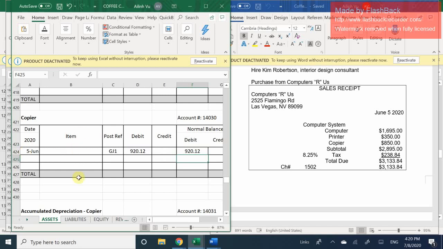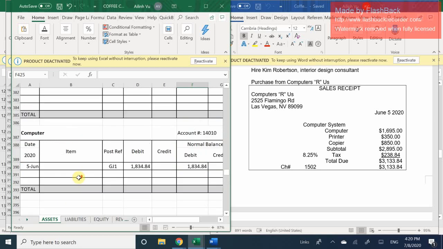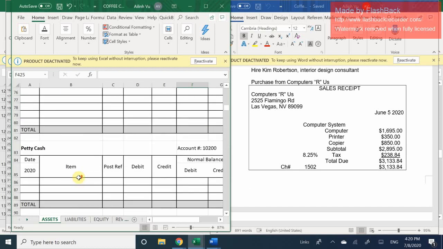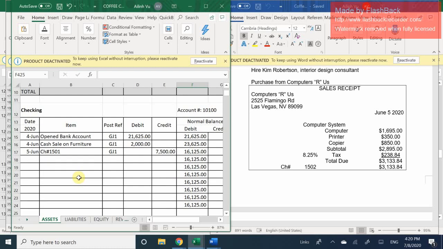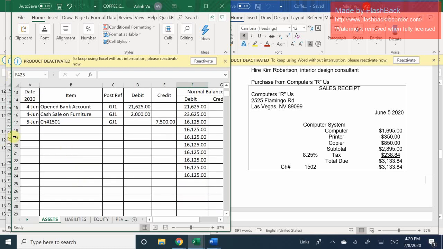But what I'm going to do is for my check number, I'm going to indicate that in my checking account. So if you finish the computer, printer, and the copier, last thing that we have is our checking. Okay, and here I'm going to write my check number 1502. General Journal number 1. And did I debit or did I credit my account?